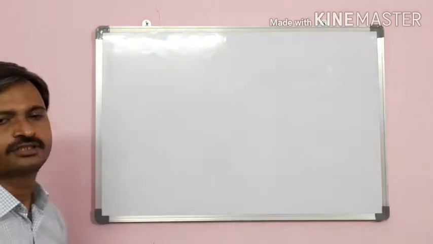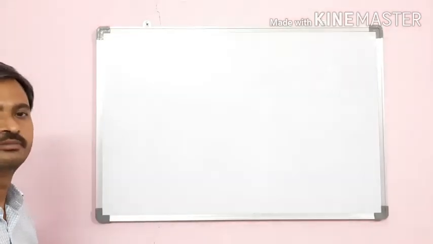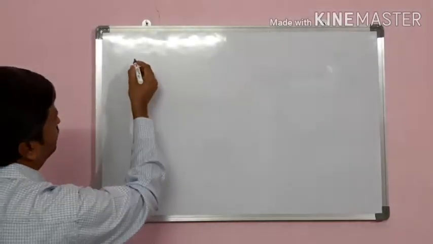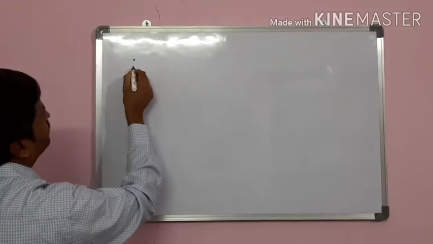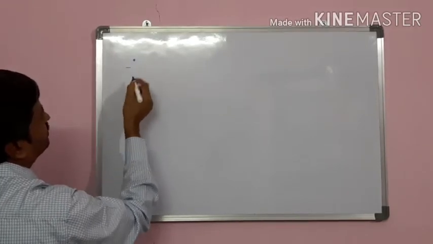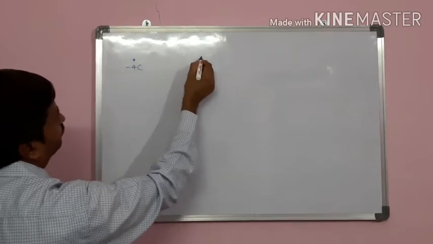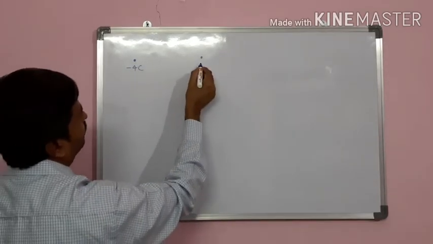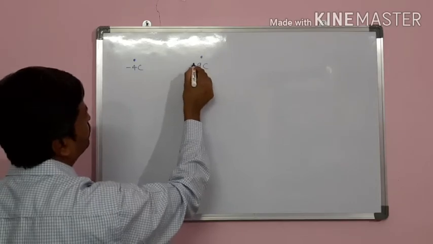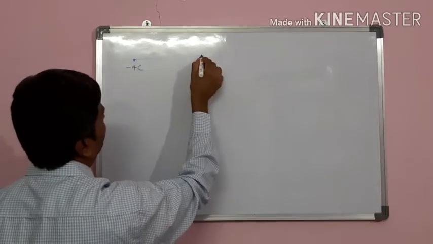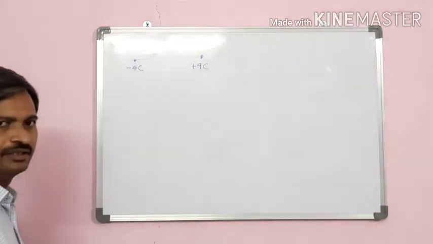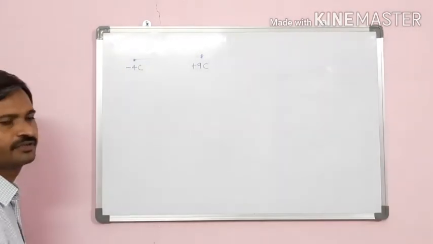Now let us discuss another model problem. Here is a minus 4 coulomb charge. Here is a plus 9 coulomb charge. Then where should be the null point?